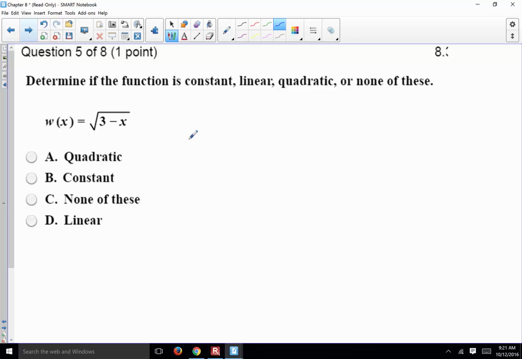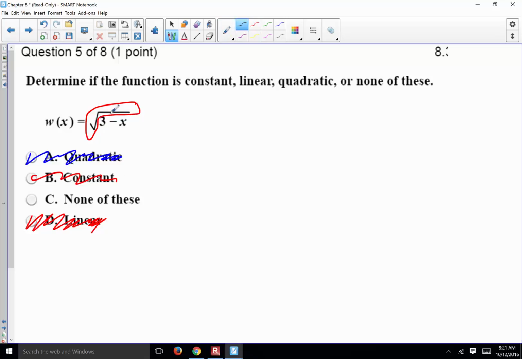Okay, how about this one? Let's go with elimination again. Is it quadratic? Do you see a square? No. Alright, is it linear? Do you have a number times x plus or minus another number? I have x and a number, but they are all under a square root. This is no good. So this voids linearity. How about constant? Now we have an x, of course not. This is none of these.